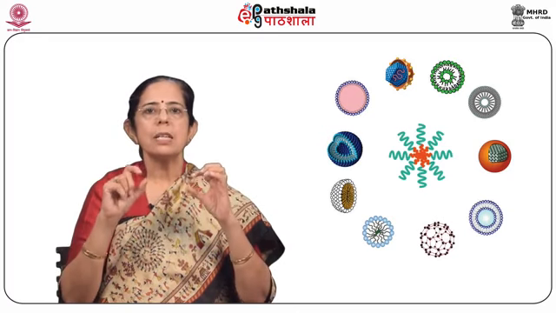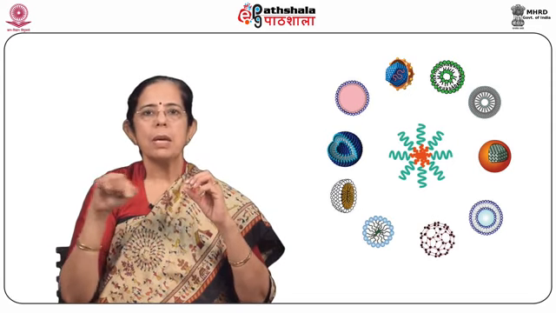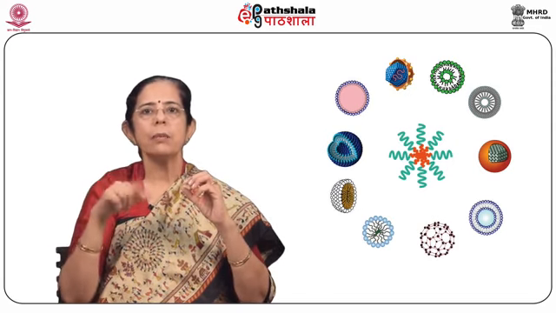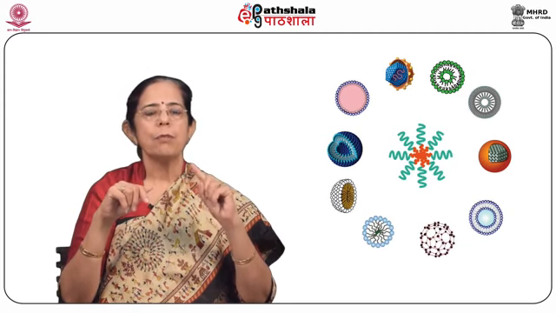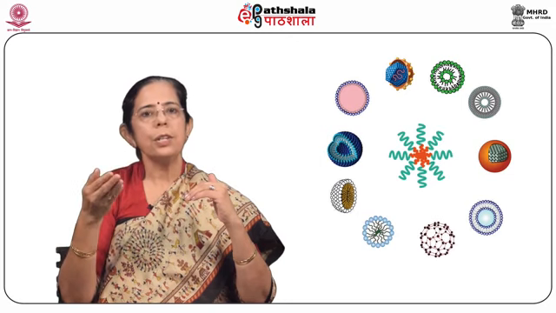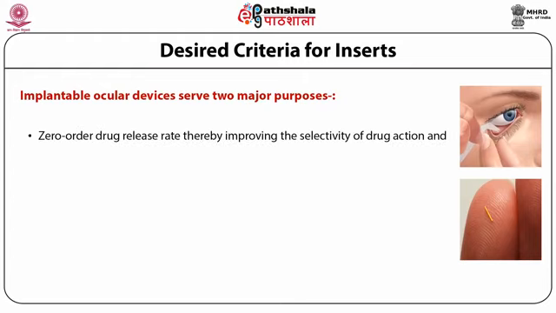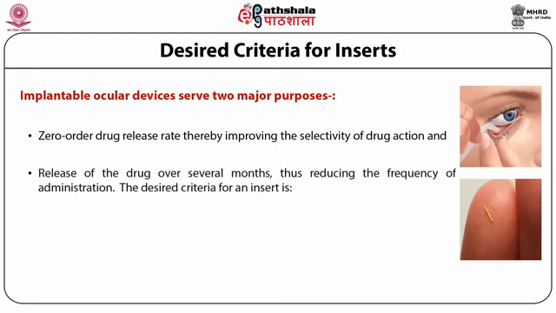So these devices are placed under a minor surgical procedure, making a small incision at pars plana, which is located posterior to the lens and anterior to the retina. Implantable ocular devices serve two major purposes. First one is the zero-order drug release rate, thereby improving the selectivity of drug action. And secondly, the release of drug over several months, thus reducing the frequency of administration.